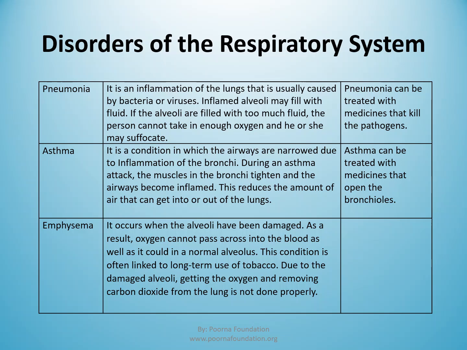Emphysema occurs when the alveoli have been damaged. As a result, oxygen cannot pass into the blood as well as it could into a normal alveolus. This condition is often linked to long-term use of tobacco. Due to the damaged alveoli, getting the oxygen in and removing carbon dioxide from the lung is not done properly.